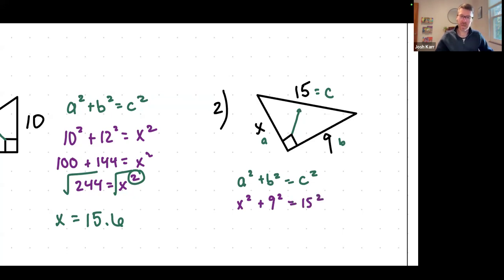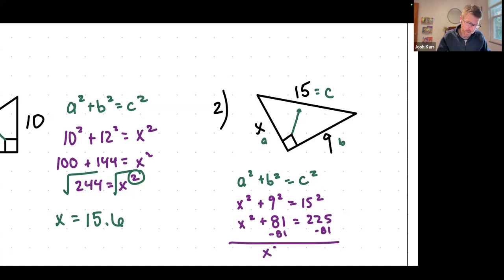All right, let's go ahead and work out what we can and try to get X by itself. We're gonna solve. So we got X squared, 9 squared, we can do that, that's 81. 15 squared, 225. All right, to get X by itself now, we are going to move that 81, so we would subtract 81 from both sides. So we get X squared equals 144.